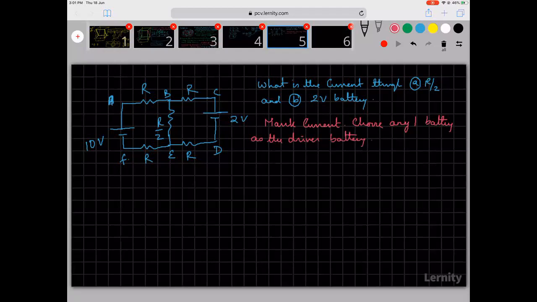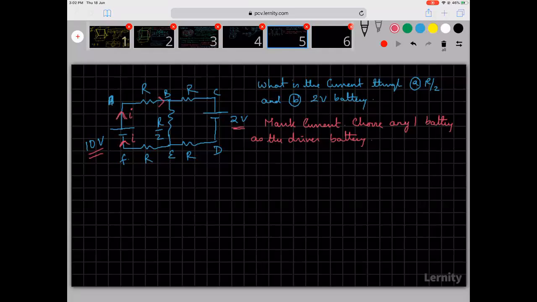Okay, so here you have 10 volt and 2 volt. Which do you think will be the driver battery? This 10 volt will be the driver battery. For the driver battery, current always leaves the positive terminal and always enters the negative terminal. So I is leaving, I is entering.